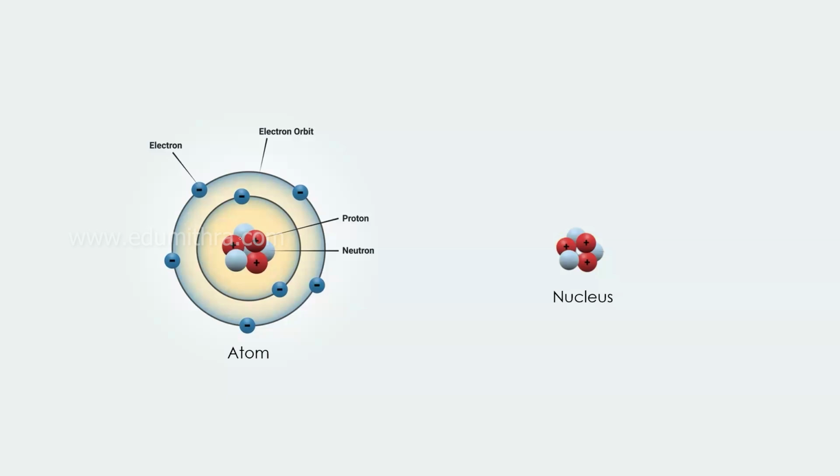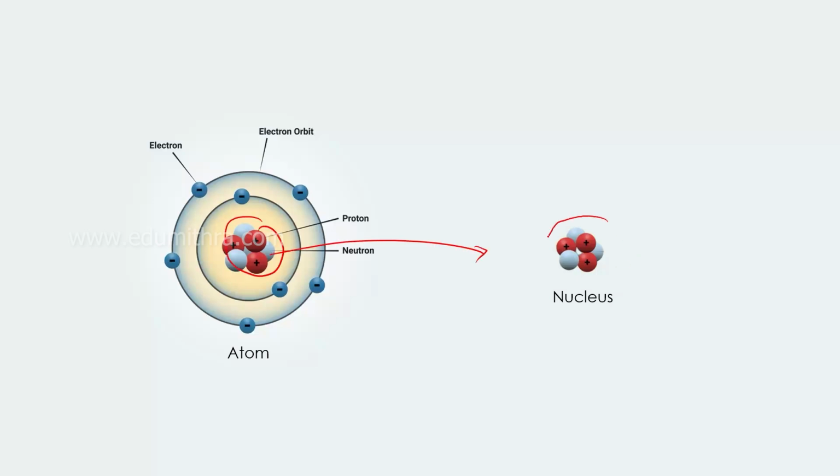So once again, we are going to atoms. Now that atom consists of a nucleus, which consists of protons and neutrons. We have seen that zoomed in picture, and around that there are electrons. Now in this case we are only taking that nucleus.